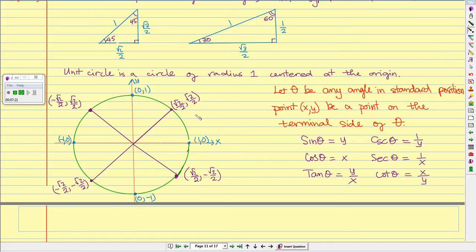Okay, so now we found all 4 points where the terminal side of each given angle intersects with the unit circle. Next, we go back and label the acute angle. Again, the angle will be the central angle, but I'm going to write them close to the point so that you know this will be the angle for this point.